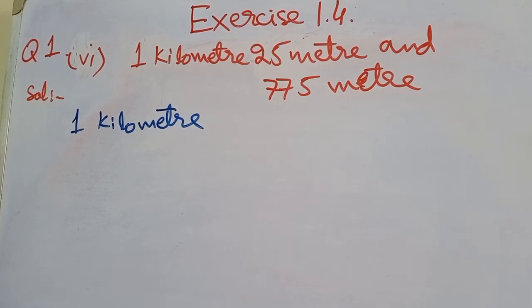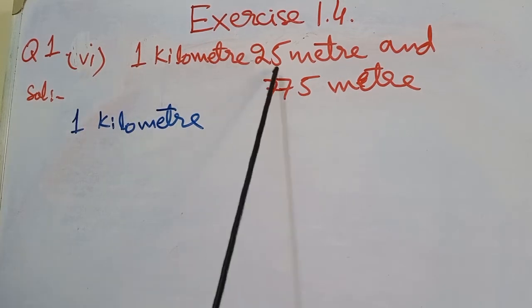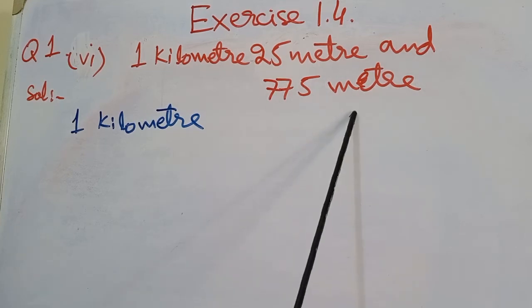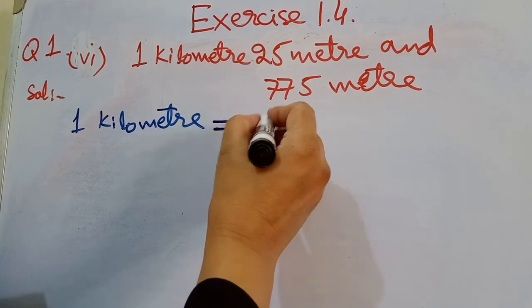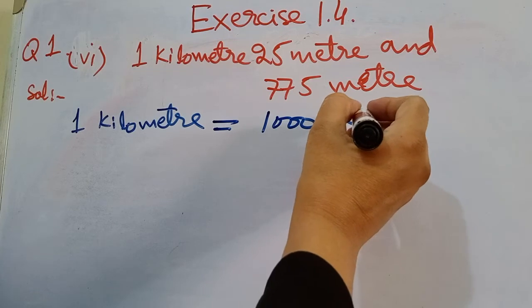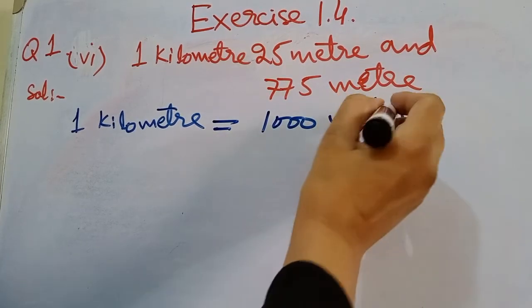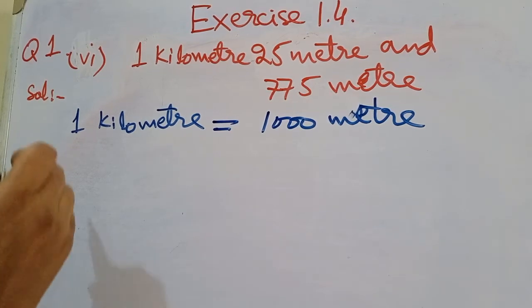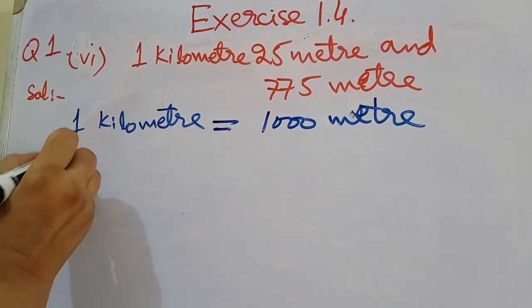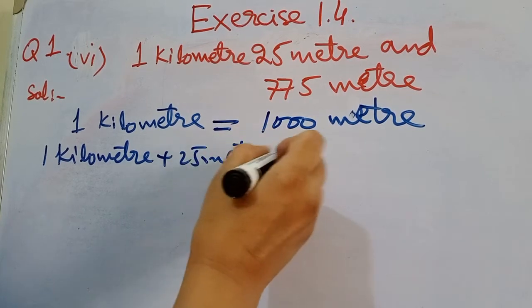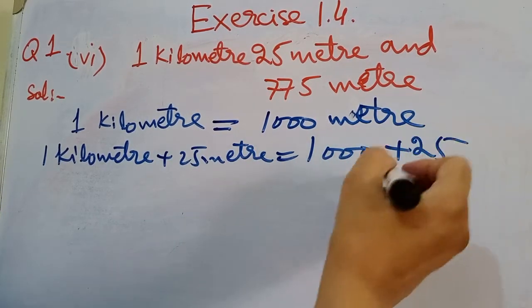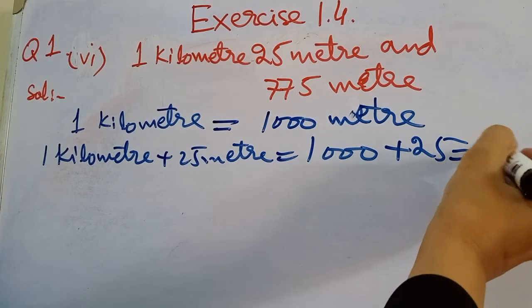In the next question, number 1, part 6: 1 kilometer 25 meters and 775 meters. We have to find their ratio. 1 kilometer is equal to 1000 meters. So we can write it as 1 kilometer plus 25 meters. This is equal to 1000 plus 25, which gets us 1025.